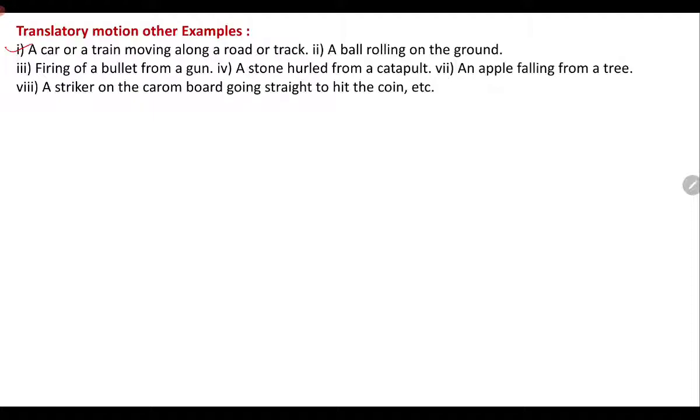Second example, a ball rolling on the ground. Third, firing of a bullet from a gun. Fourth, a stone hurled from a catapult. Then an apple falling from a tree. Next, a striker on the carom board going straight to hit the coin. So these are several examples of translatory motion.